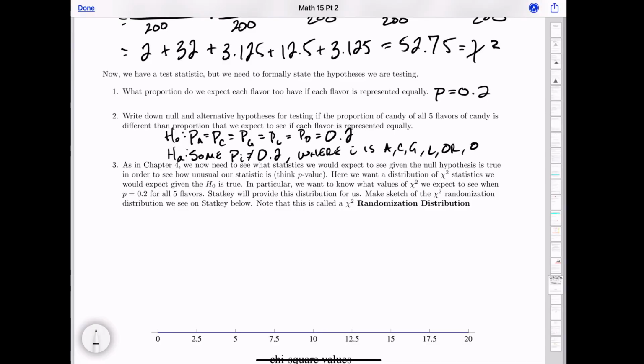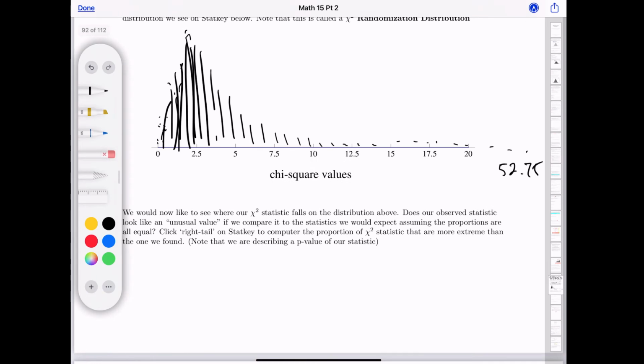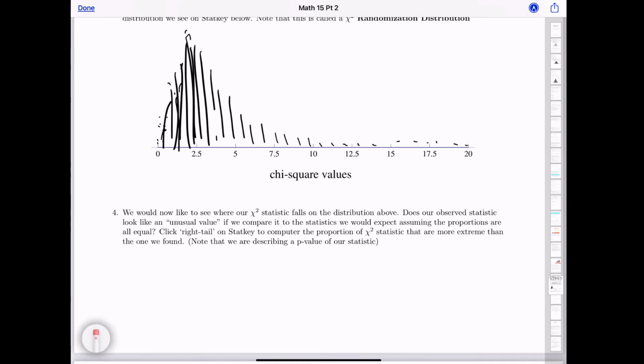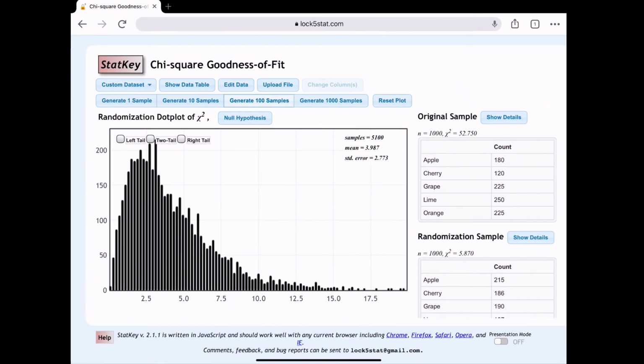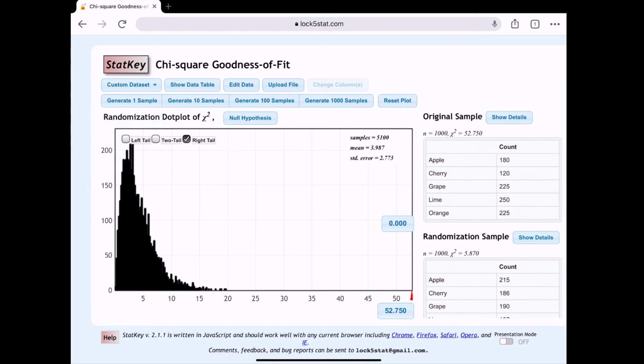So we go back here and we're asked to sketch that picture. And in number 4, they're asking us how likely it is to find 52.75. Well, I can already tell that it's 0, right? But it says to click that right tail, and you can see that there are clearly no statistics more extreme than that.